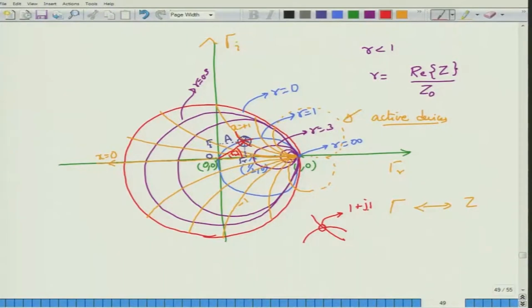Please note that this 1 plus j1 value that we have written is clearly the normalized value of impedance, and this is not the value of gamma R and gamma I. Please note that this is not gamma R and gamma I. This value is the corresponding impedance.